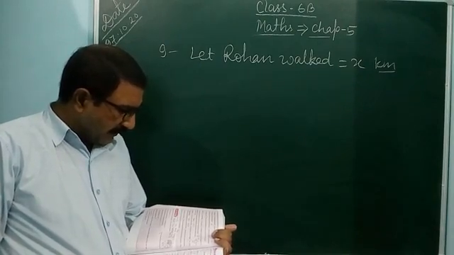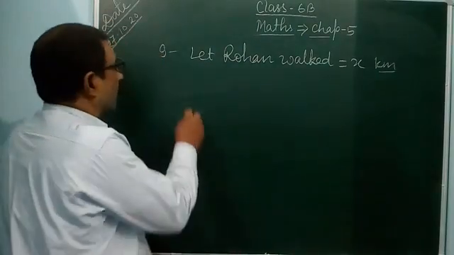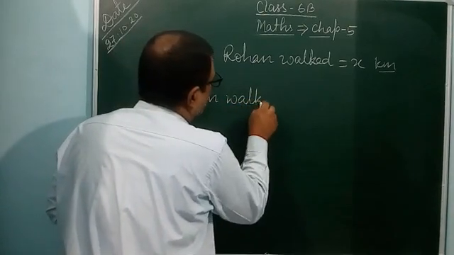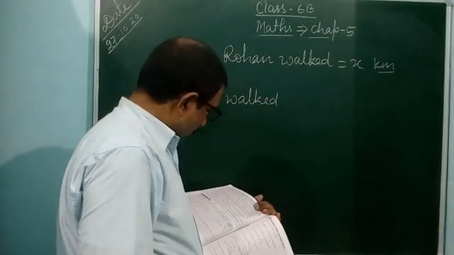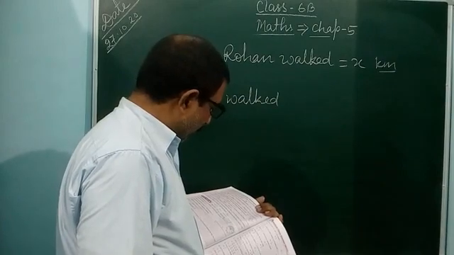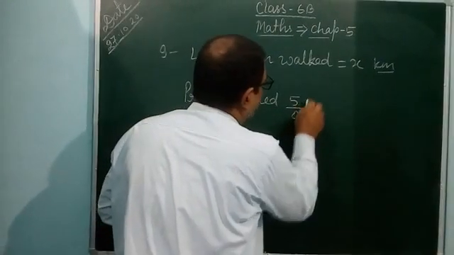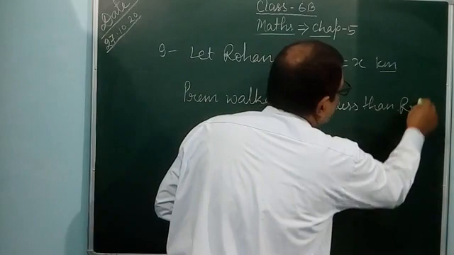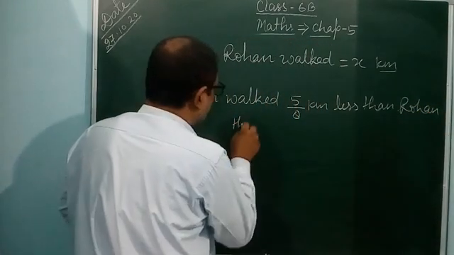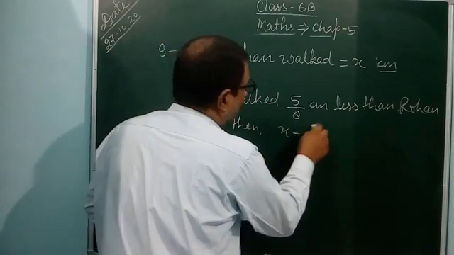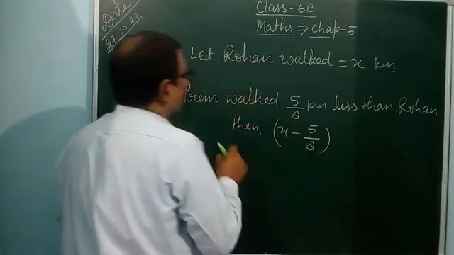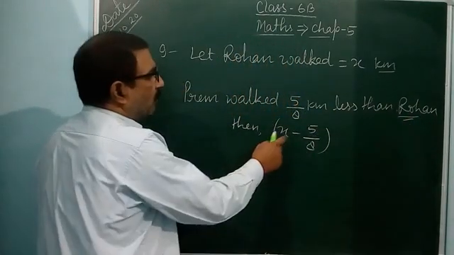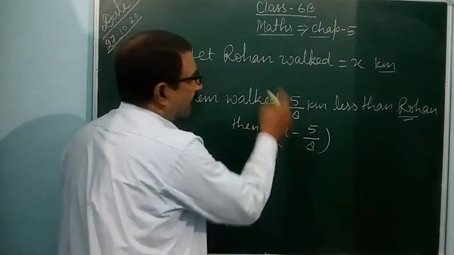Prem walked 5/8 km less than Rohan. Then x minus 5/8. So it means less than Rohan. Rohan walked x kilometer, so Prem walked x minus 5/8.